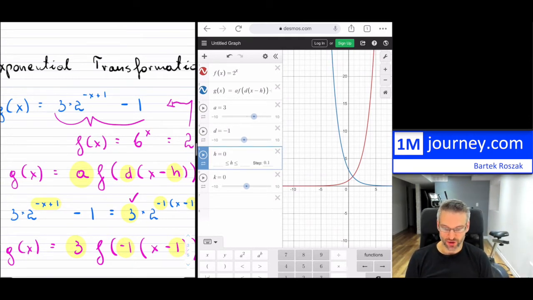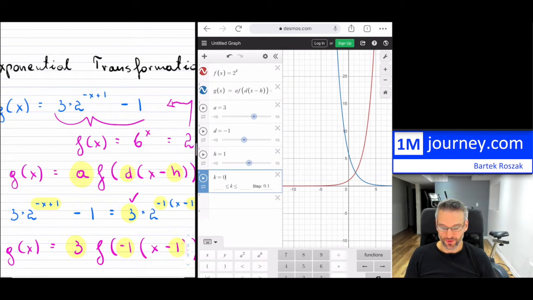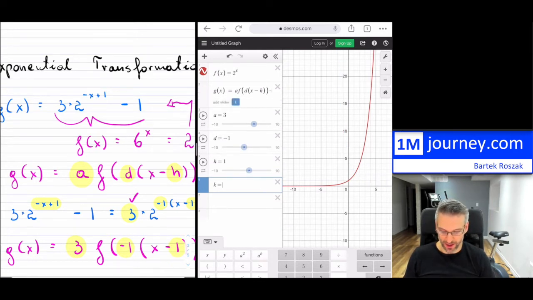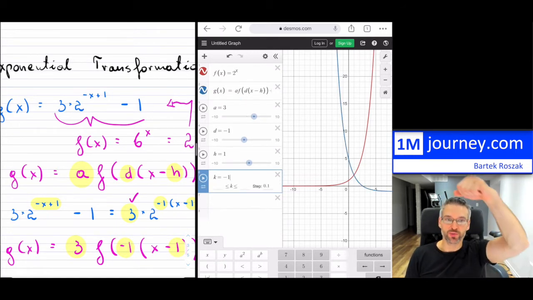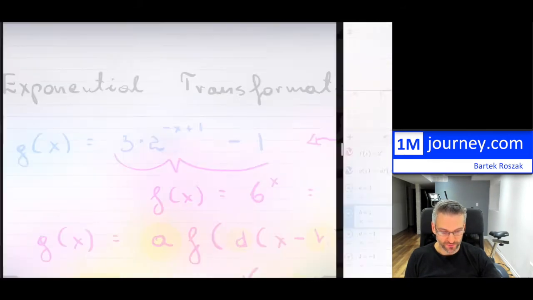Now my H, this particular H was equal to 1, and notice, if I go back here, 0, and now notice 1, which is shift 1 spot in this direction, and then my K, which was equal to -1. I'm going to put -1 in here, which brings it down. And that's exactly what has happened. So that's the transformations that we had. So that's one example that we have.